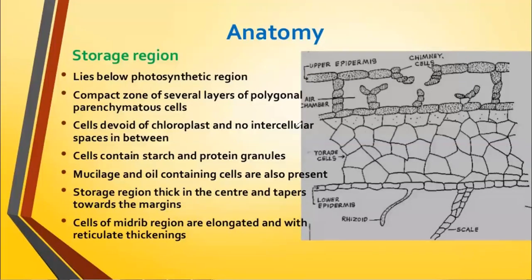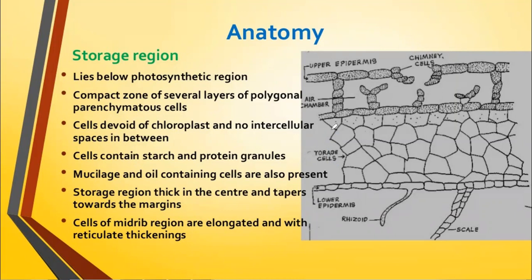Okay, so they are moved to the lower region. The lower region is made up of compactly arranged cells, and they lie just beneath the photosynthetic region. The third region is the storage region.